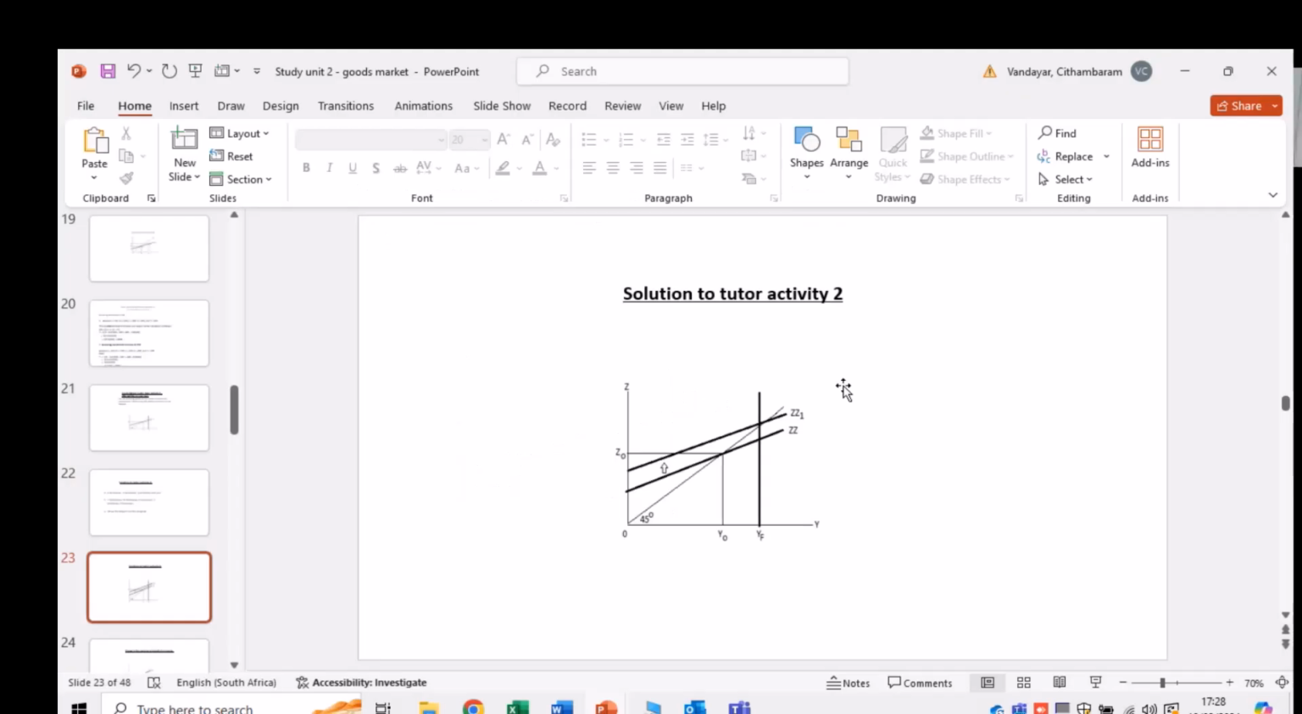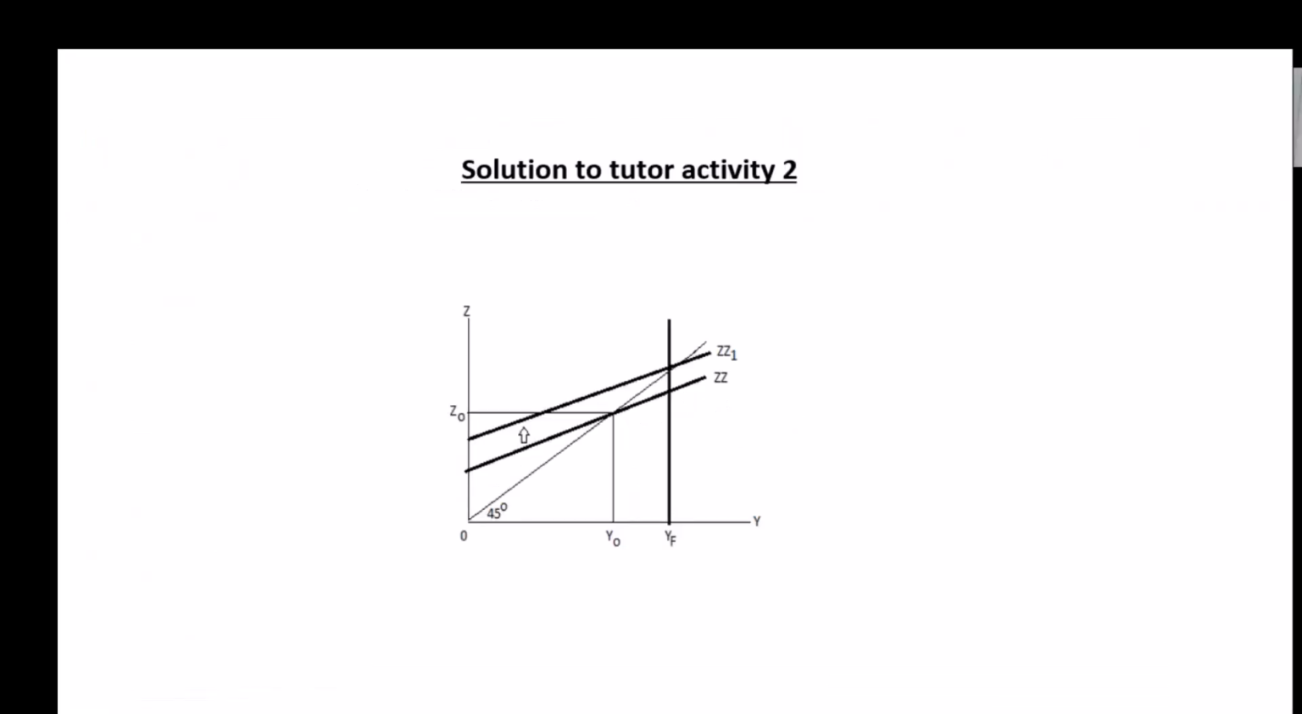There's the diagram. The diagram is not totally correct. You see that YF, then YF should be exactly where the Z1 curve cuts the 45-degree line. You understand? It should be a little bit to the right. You agree with me? Yes, it doesn't look like it goes through the center of it. It will be slightly to the right, because it must cut the ZZ curve. The ZZ curve must cut at the 45 at that point. At that point is your full employment.